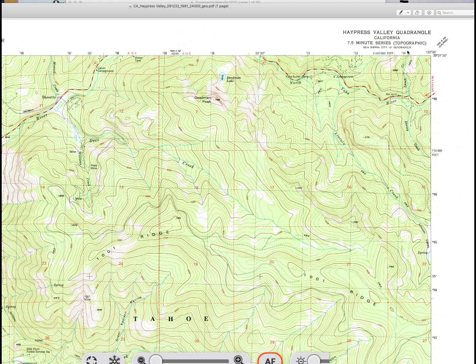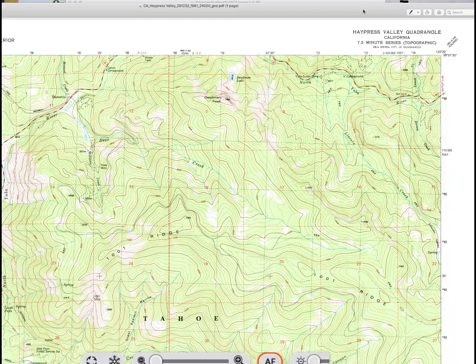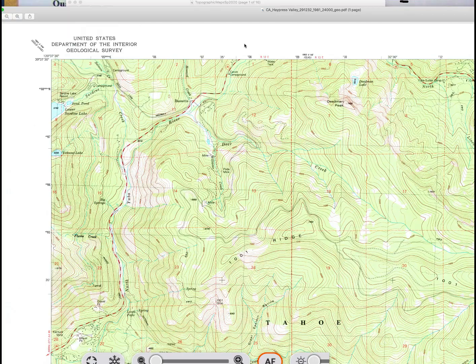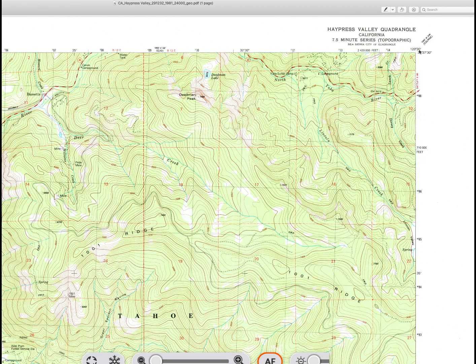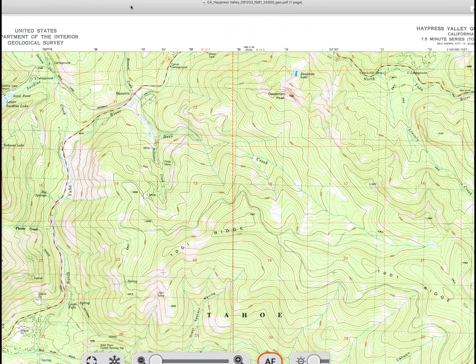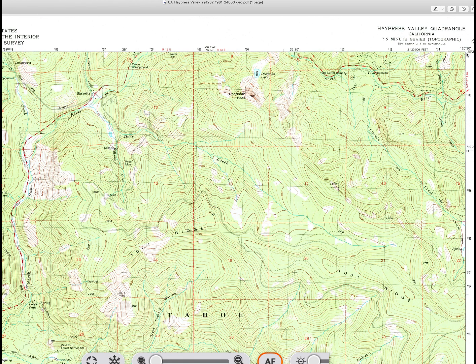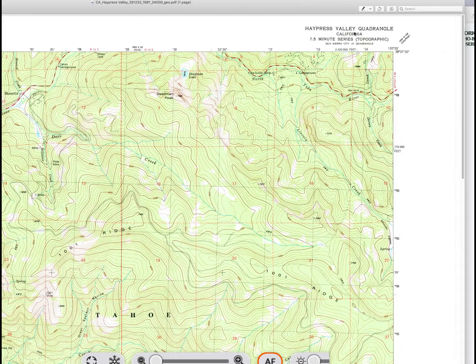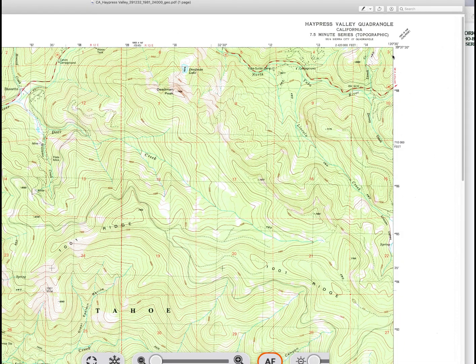And for example, note that the eastern longitude is 120 degrees 30 minutes. But then when I go to the west longitude, it's 120 37 and a half, right? So I've gone from 30 minutes to 37 and a half. So that distance from the west end of the map to the east end of the map is 7.5 minutes. That's why it's called a 7.5-minute series. So when I look at the latitude, in fact, let's look at the bottom here.